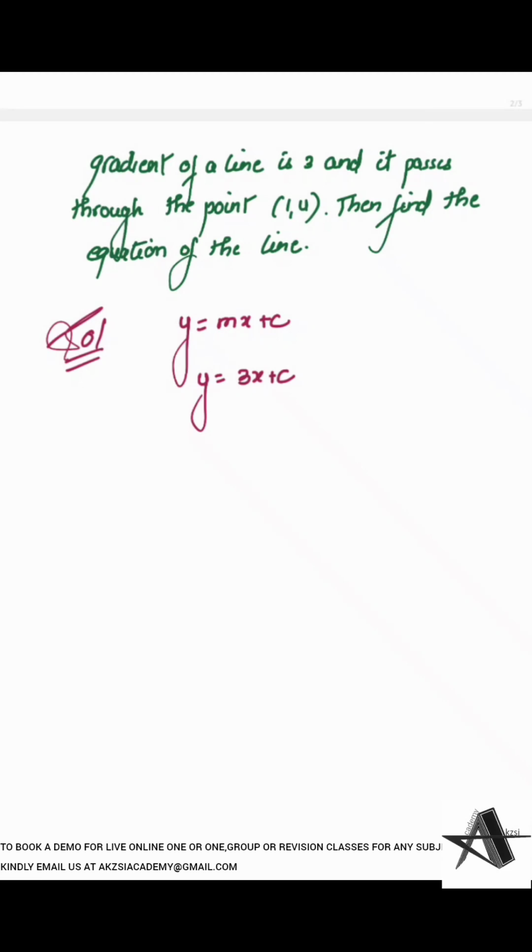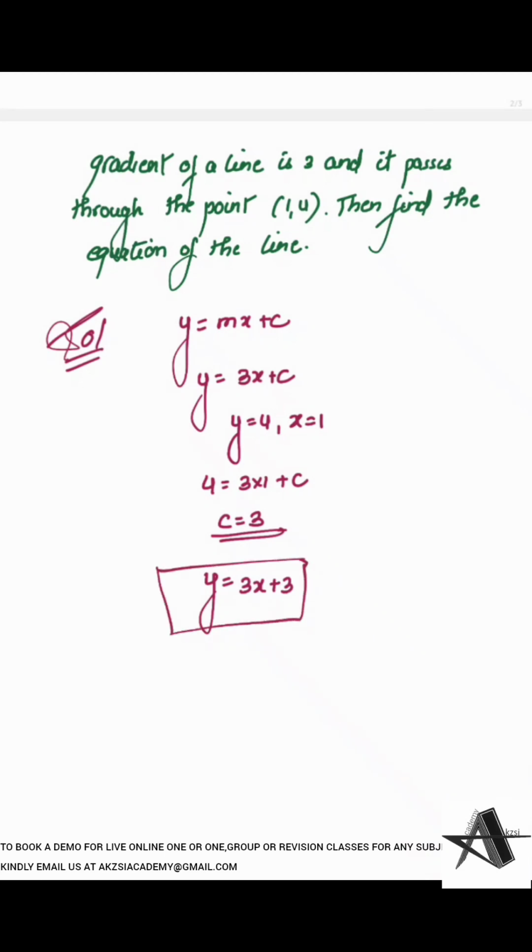So every point on that curve will definitely satisfy that equation. That means I can substitute y as 4 and x as 1. So this will be 4 is equal to 3 times 1 plus c. From here we'll get c as 3. So the final equation of the line is y is equal to 3x plus 3. That is the equation of the line.